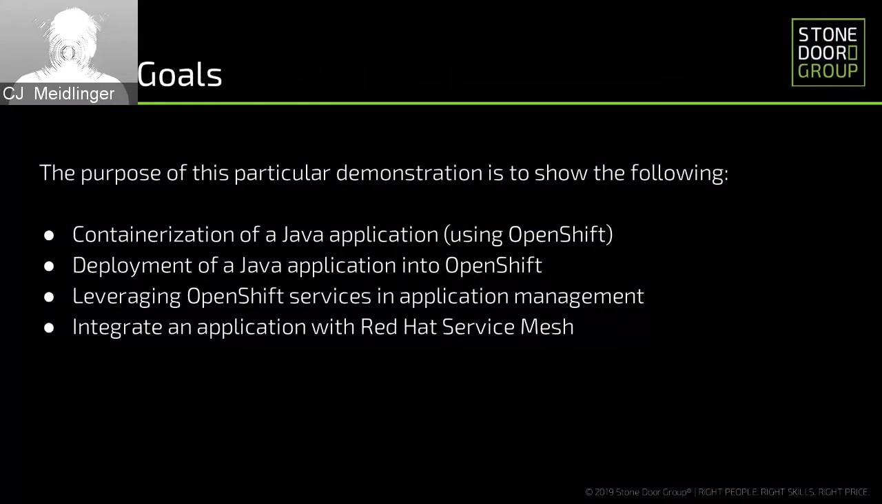We are going to leverage OpenShift services in application management. So we'll take a look at how OpenShift sees traffic and how we can spin up additional pods, scale up our application. It's pretty straightforward, again, because we have this clustered framework that we are leveraging. We don't have to build that into our application. And then lastly, we're going to integrate the application with Red Hat Service Mesh.